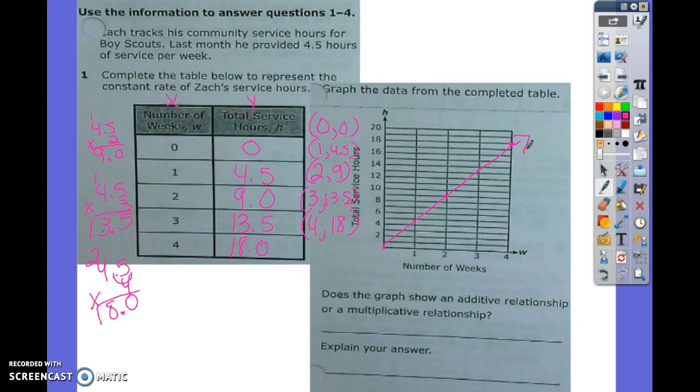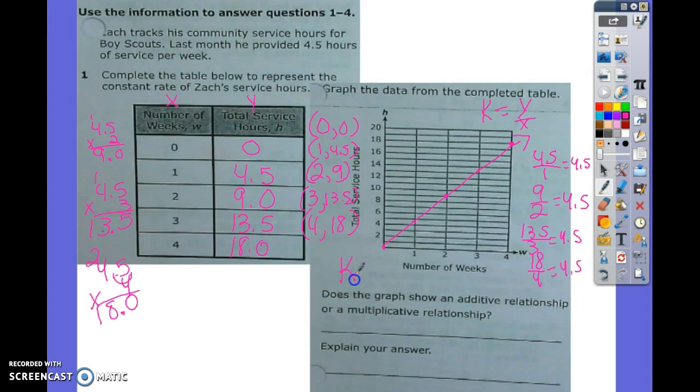Arrow on the end. Does the graph show an additive relationship or a multiplicative relationship? When we figure out our K, we're going to be able to write our equation and tell if it is multiplicative or additive. If we find K for each point, K is Y divided by X. 4.5 divided by 1 is 4.5. 9 divided by 2 is 4.5. Remember, I'm finding K, Y divided by X. 13.5 divided by 3 is 4.5, and 18 divided by 4 is 4.5.